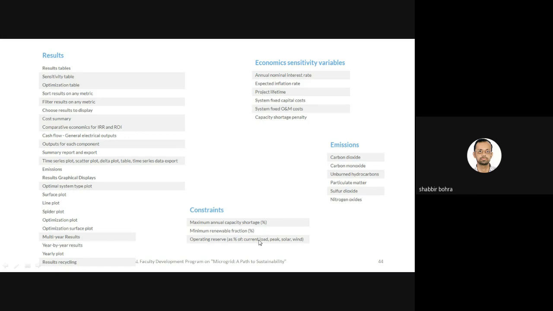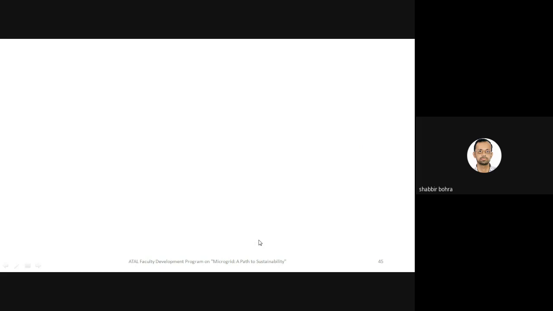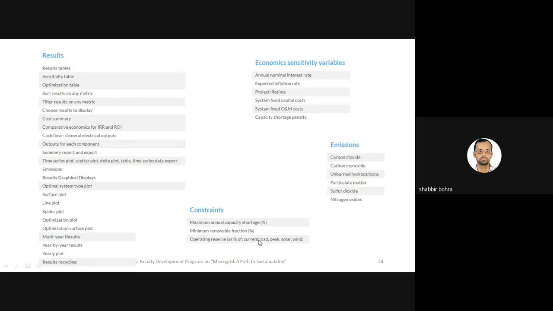And what are the constraints that can be considered? The maximum annual capacity shortage in terms of percentage, minimum renewable fraction. So if your objective is to have 25% renewable fraction in that existing microgrid, then that can also be restricted to 25%. Operating reserves, that is a percentage of the current load, peak load for the solar and wind, etc. So these are some parameters without which your system cannot be so effective and so accurate.